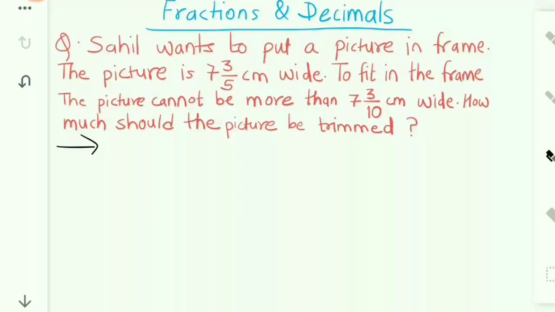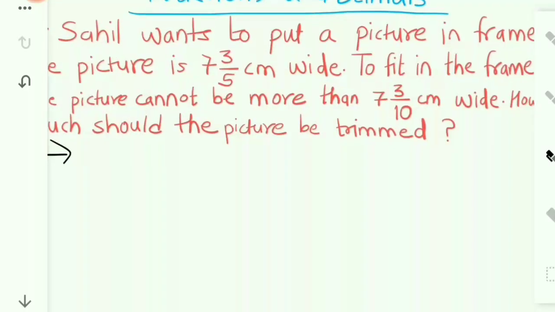Next question is, Sahil wants to put a picture in a frame. The picture is 7 3 by 5 centimeter wide. To fit in the frame, the picture cannot be more than 7 3 by 10 centimeter wide. How much should the picture be trimmed? This means that this width given here is more than this width, and we have to subtract this smaller width from this greater width to be able to fit the picture into the frame.